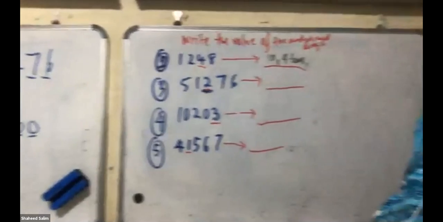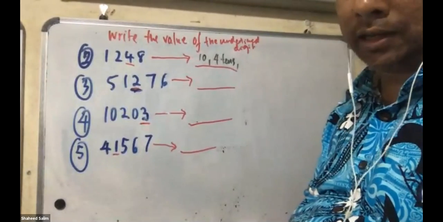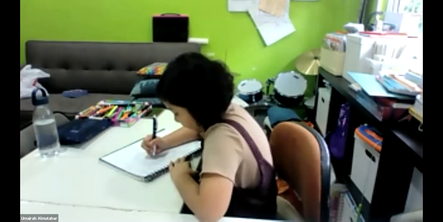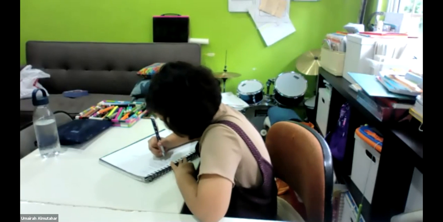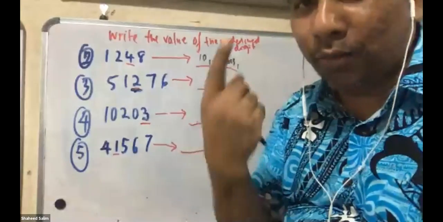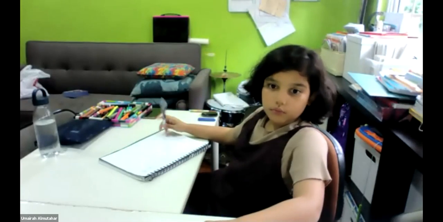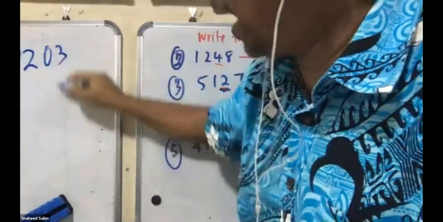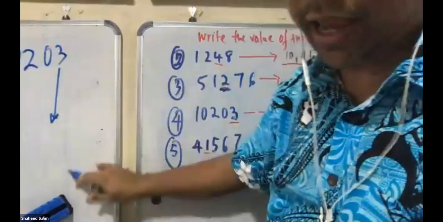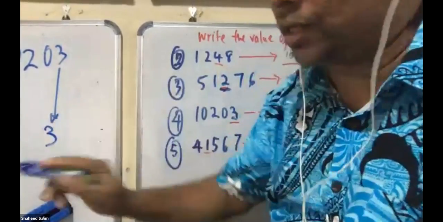Okay, we try the next one. Number 4. What is the value of the digit 3? 3 ones. Okay. One say 3, one say 3 ones. So what is the answer? Very simple. If they ask you for value, you draw an arrow down. Write the 3 here. Is there any digit beside? No digit. Just leave the answer here. The value is 3.